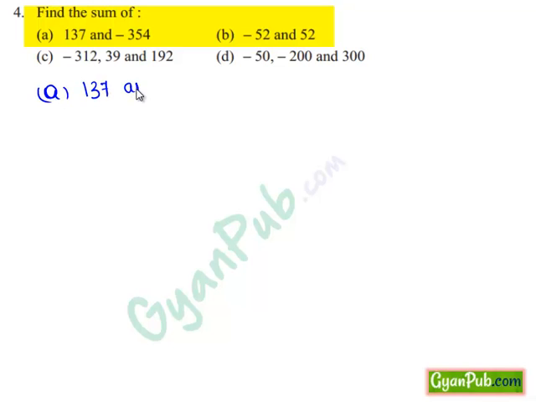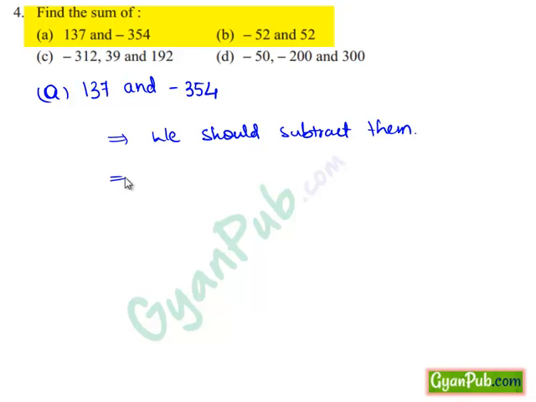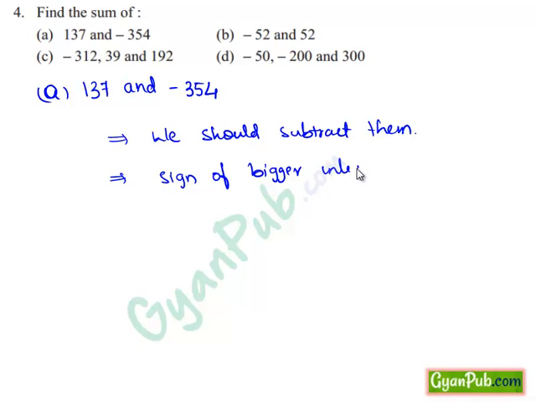137 and minus 354. We have one positive integer and one negative integer to add. To add one positive integer and one negative integer, we have one formula. That is, we should subtract them. But the answer will take the sign of the bigger integer. Now we are adding plus 137 and minus 354.